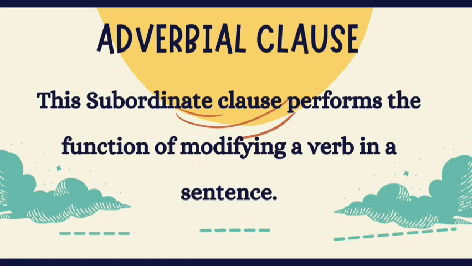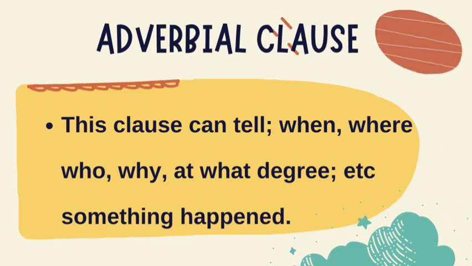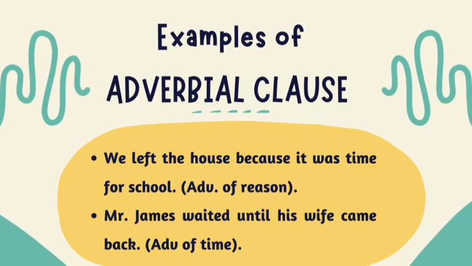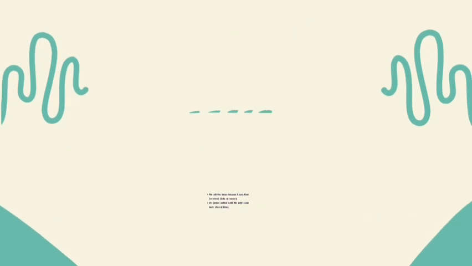Then, an adverbial clause is one which performs the function of an adverb. That is, to tell us more about a verb. You see, in every sentence, there must be a verb. How that verb is being performed, how that action is being performed, is what the adverbial clause tells us. We can have it as adverb of time, adverb of place, and so on and so forth. So we can have an example of an adverbial clause. We say, we left the house because it was time for school. That's an adverb of reason. Okay, this is what we have.